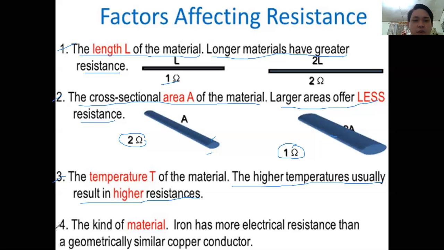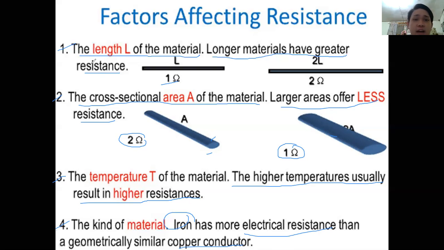Another thing is the kind of material. Always remember that iron has more electrical resistance compared to a copper conductor. So iron has more electrical resistance than a geometrically similar copper conductor.